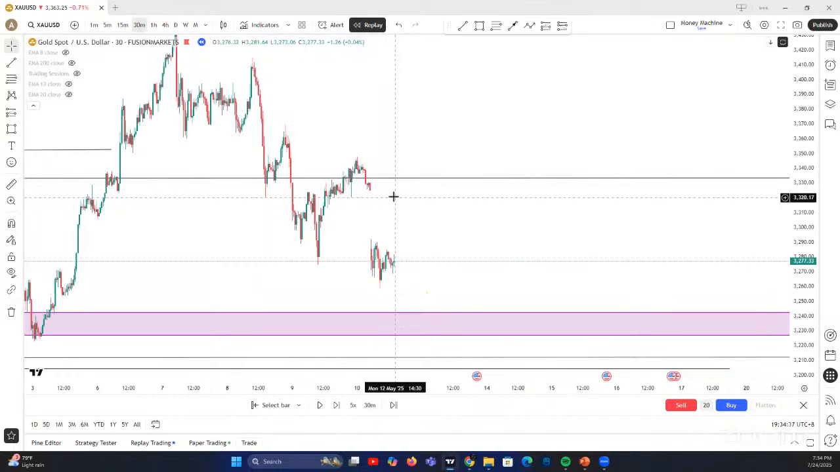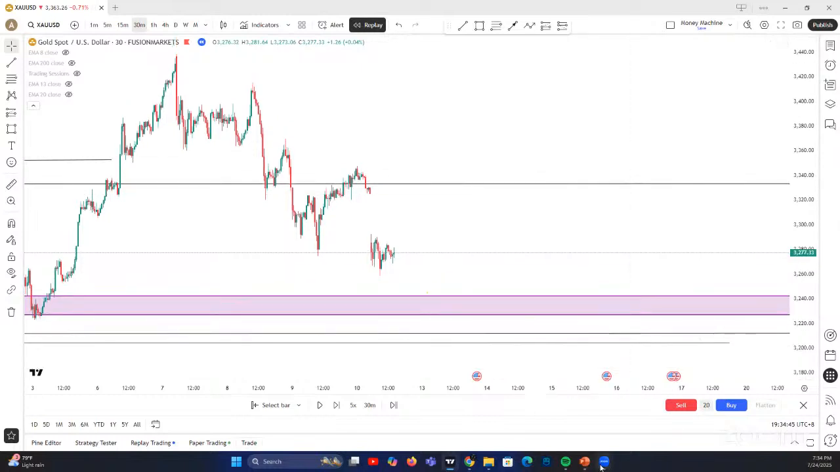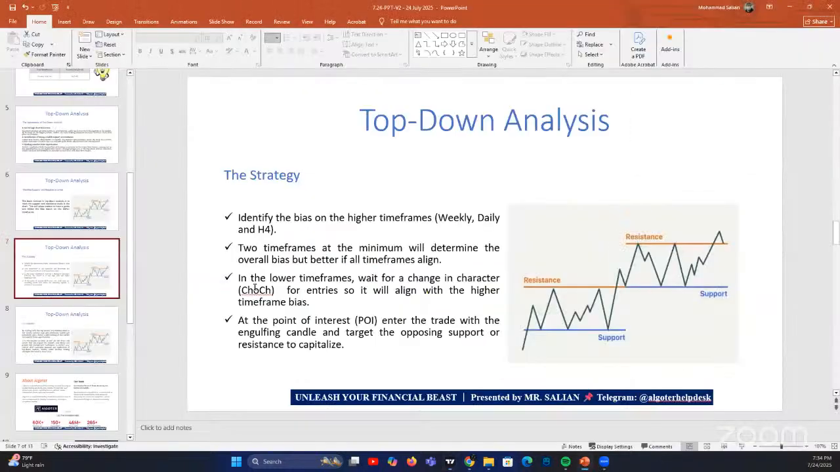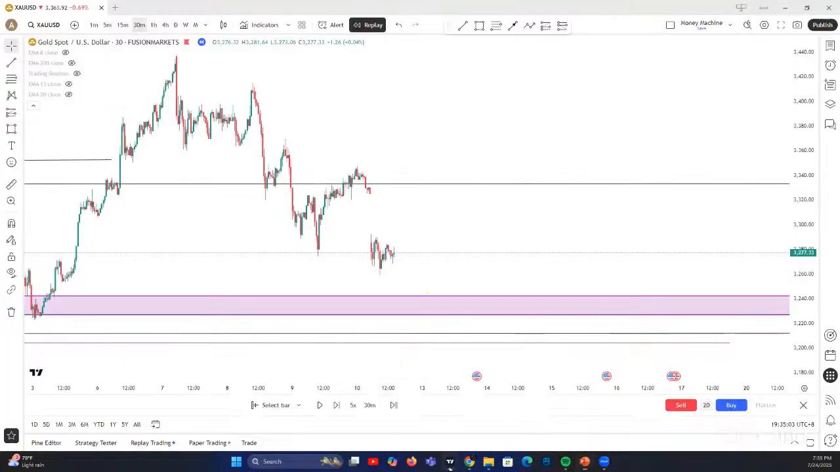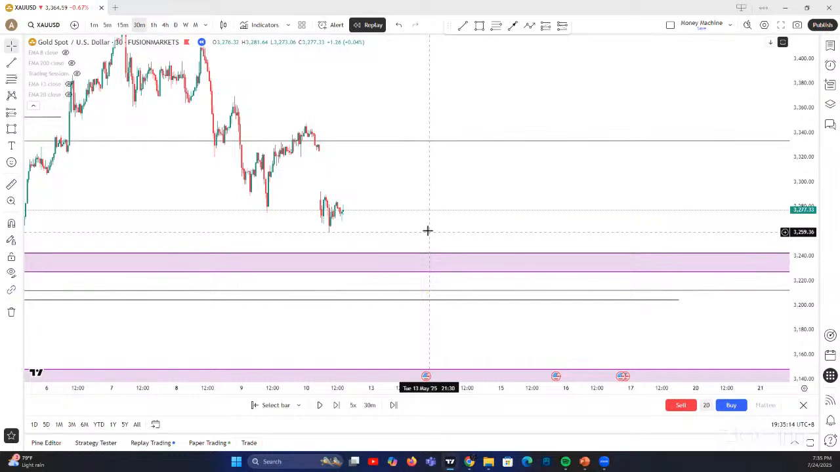Wait for Kochi in the lower time frame. That's it. Very good idea. You will be a killer trader anytime soon. In the lower time frame, wait for a change of character for entry so it will align with the higher time frame bias. That's it, my friend. Why would you buy when the lower time frame is still selling? All the higher time frames are buying, but the lower time frame is in the pullback stage at this point in time. So we will wait for the Kochi.